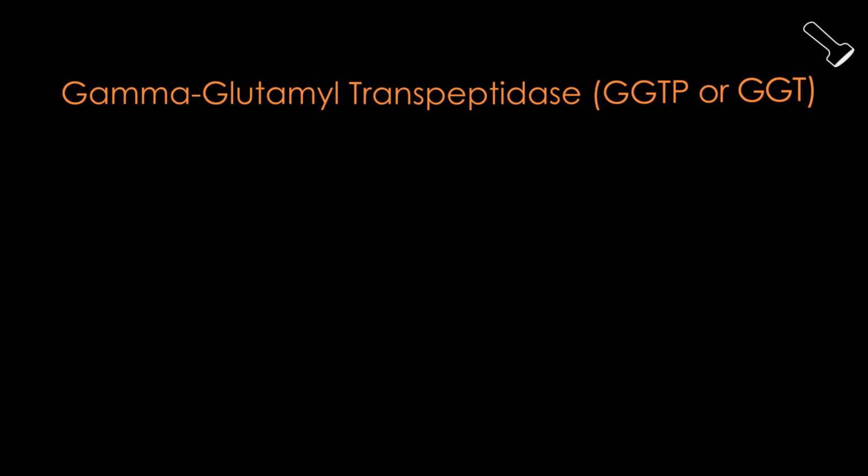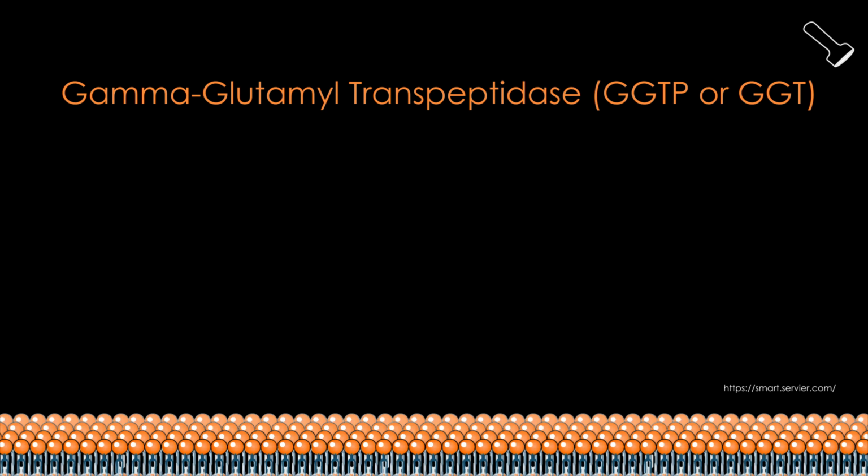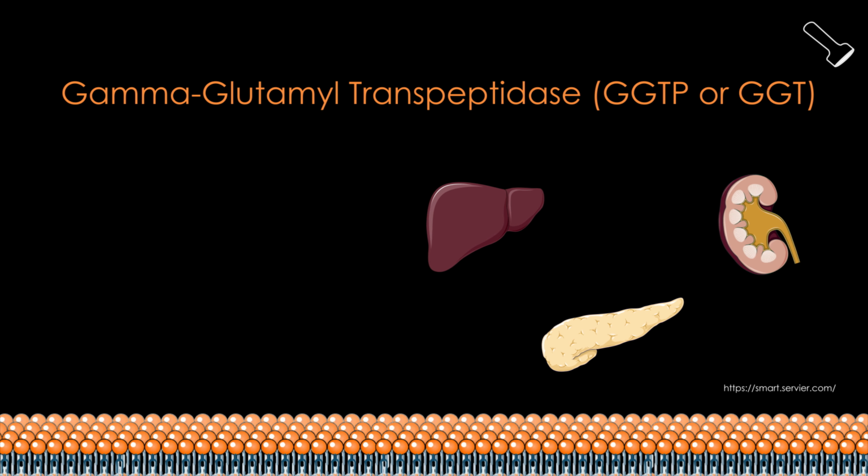This beefy sounding enzyme transports amino acids and peptides across cell membranes, and is mainly found in the liver, pancreas, and kidneys. This test is most sensitive to detecting alcoholism, but large elevation could suggest biliary obstruction or liver damage.